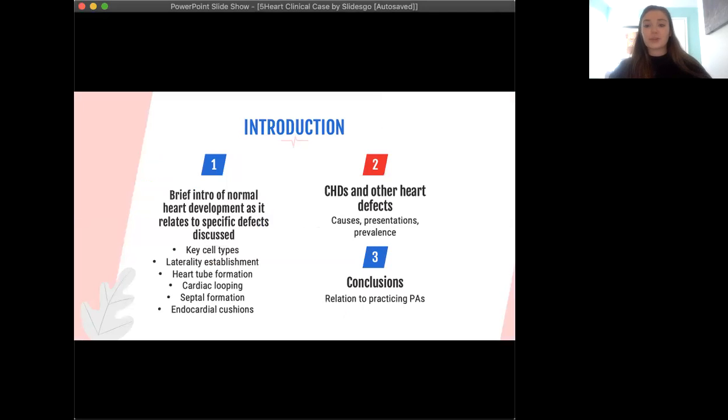So we're going to start off with a brief introduction. Today we're going to be going over the normal heart development, including key cell types, establishment of laterality, heart tube formation, cardiac looping, septal formation, and then endocardial cushions. Then we're going to move on to congenital heart defects and other abnormalities, including their causes, presentations, and prevalence. After that, we'll wrap it up with how this relates to the PA profession.